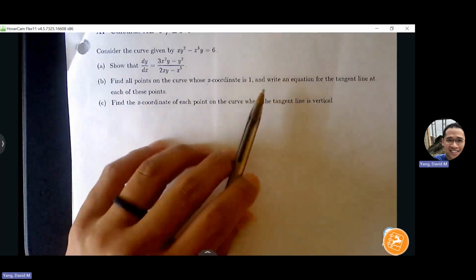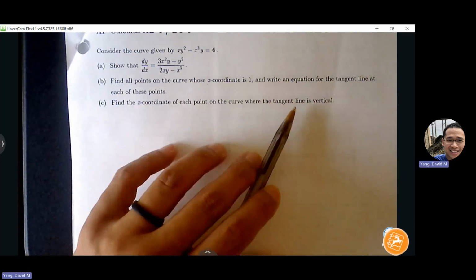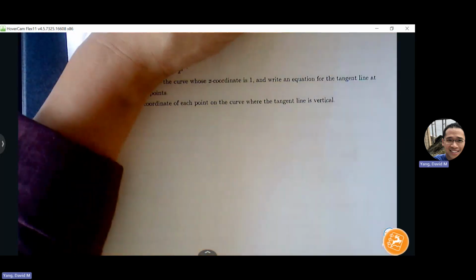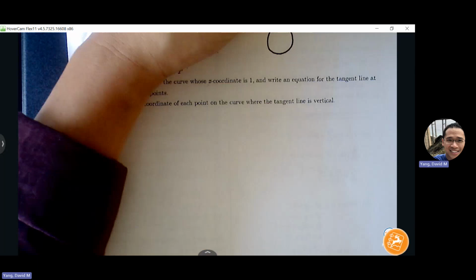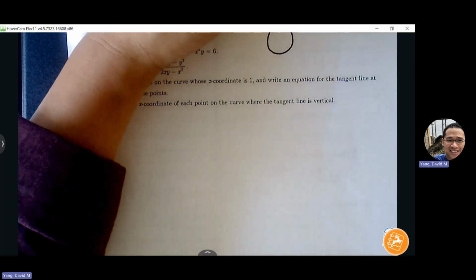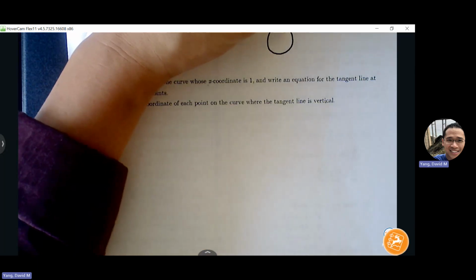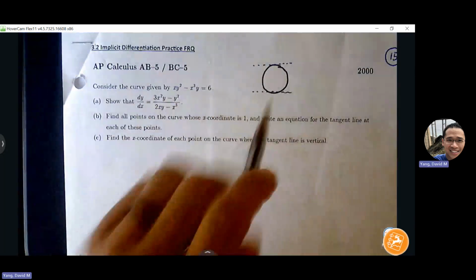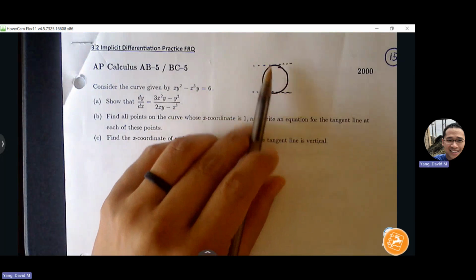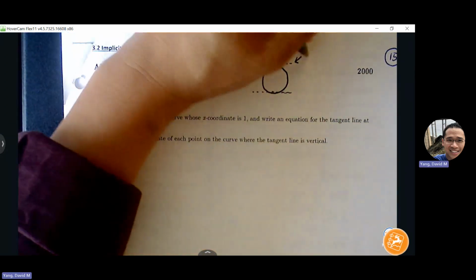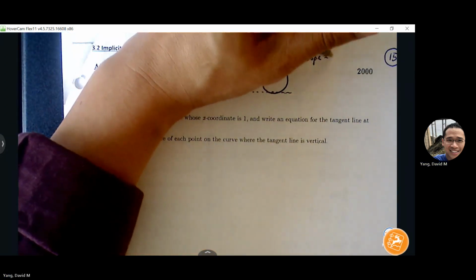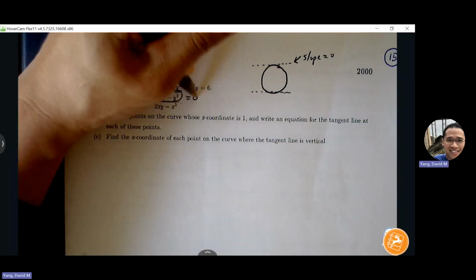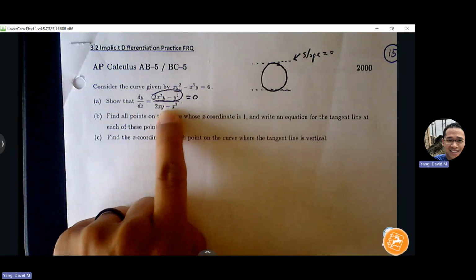So the idea is it says find where the tangent line is vertical. Let's say the graph looked like a circle here. If I want to find a horizontal tangent, let's say I want to find these two points, these are places where the slope is what? Zero. So to find slope zero, I'm going to set the numerator of the derivative equal to 0. That's the process of going through it.